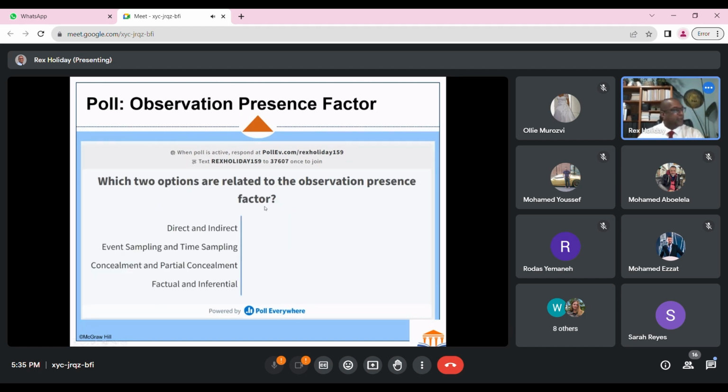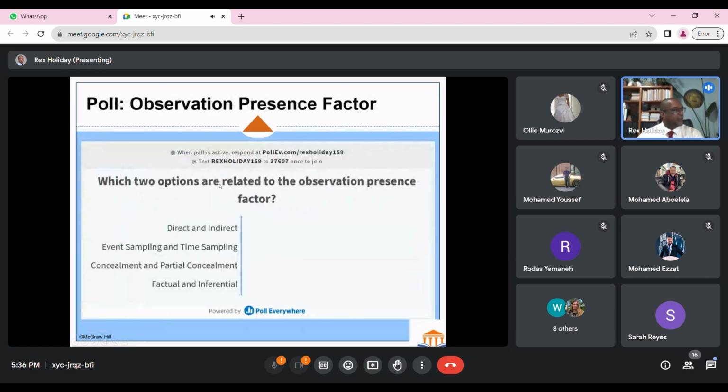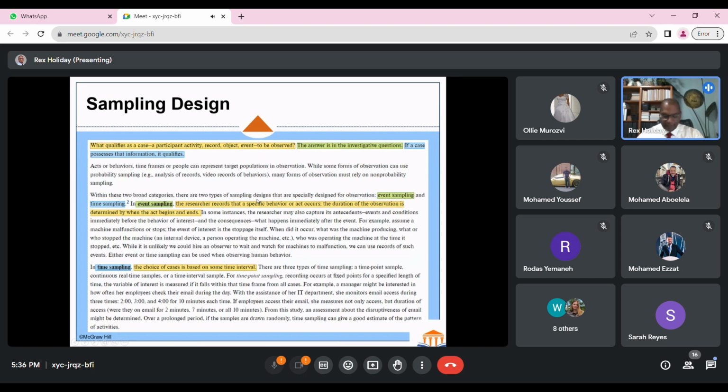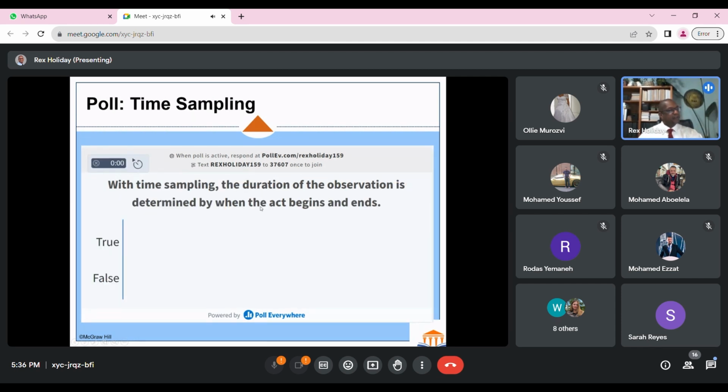Sorry, I went to the wrong one, but yeah, it is direct and indirect. I don't know why I didn't have that slide in there, but the answer is correct here. It is direct and indirect for observations. I didn't follow up with the correct slide there, so sorry about that, but that is the correct answer.